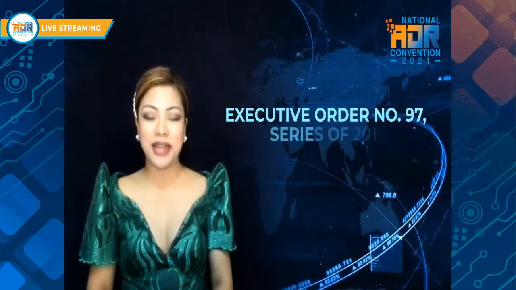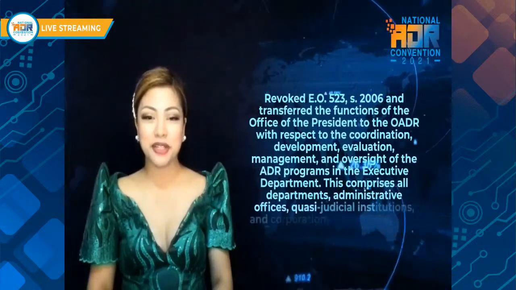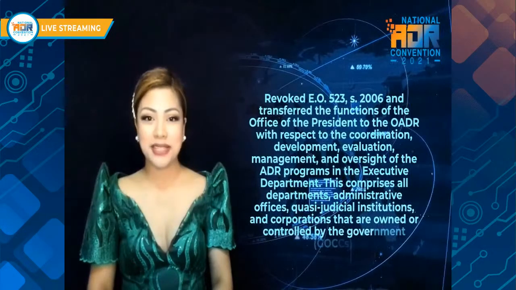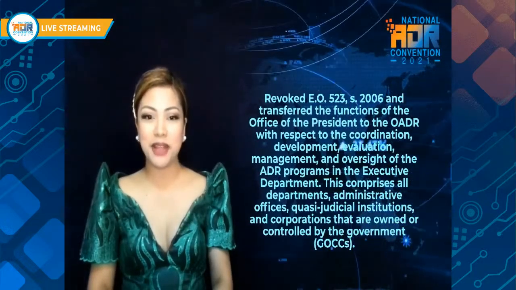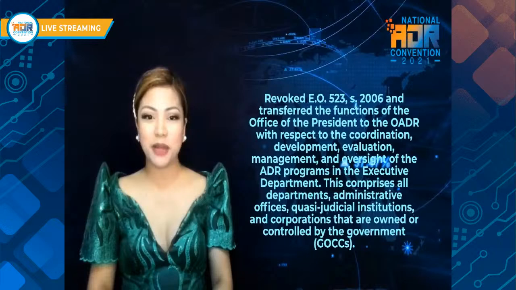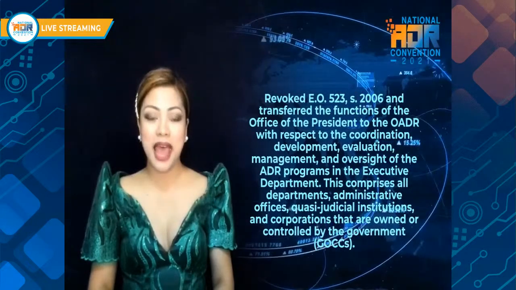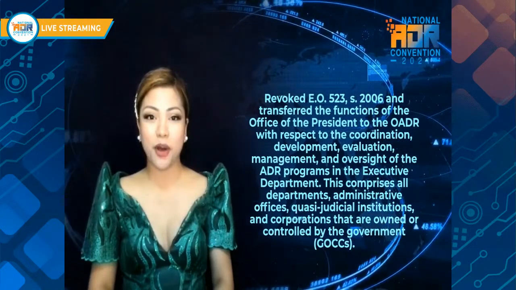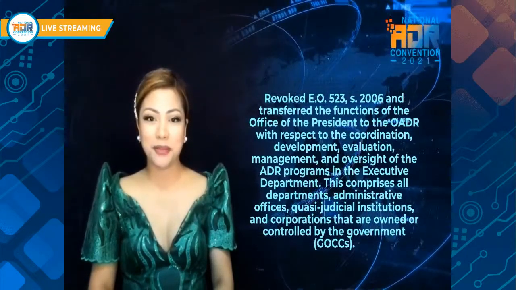Executive Order Number 97, Series of 2012, revoked Executive Order Number 523, Series of 2006, and transferred the functions of the Office of the President to the OADR with respect to coordination, development, evaluation, management, and oversight of the ADR programs in the Executive Department. This comprises all departments, administrative offices, quasi-judicial institutions, and corporations that are owned or controlled by the government.